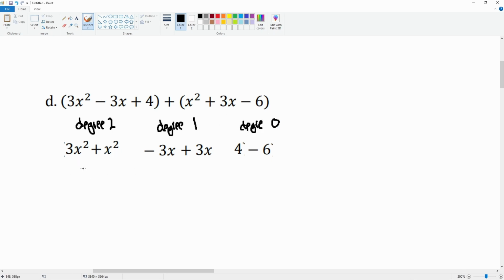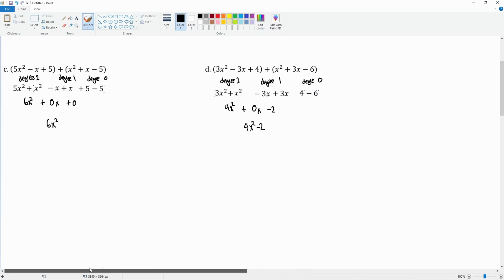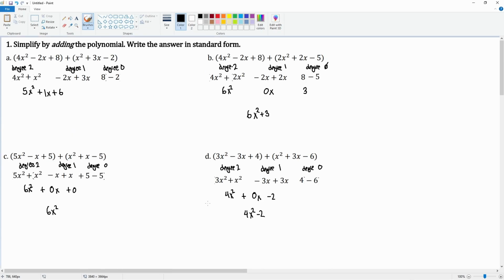Okay. 3x squared plus x squared becomes 4x squared. Minus 3x plus 3x, that just becomes 0x. 4 minus 6 is minus 2. The final answer would just be 4x squared minus 2. And there you go. That is how you simplify the polynomial by adding.